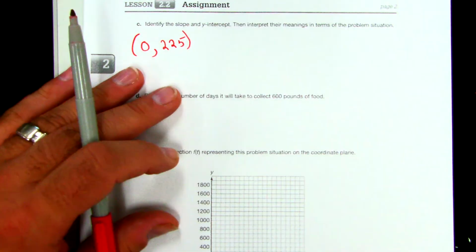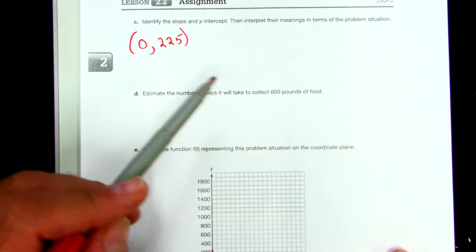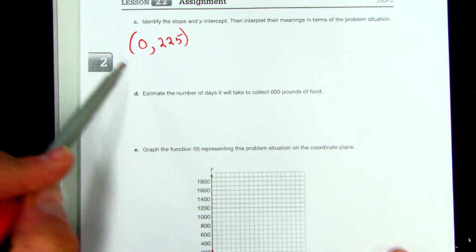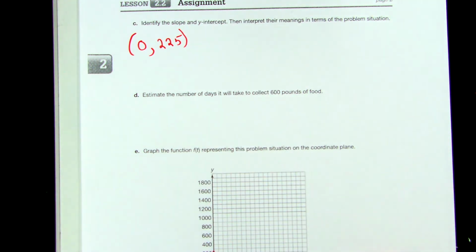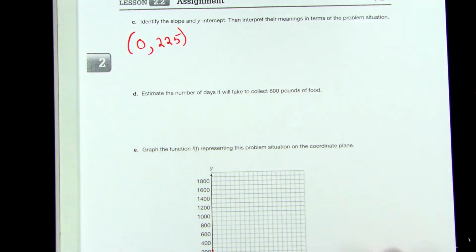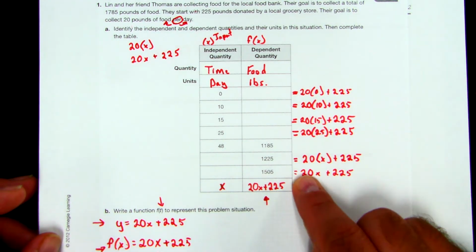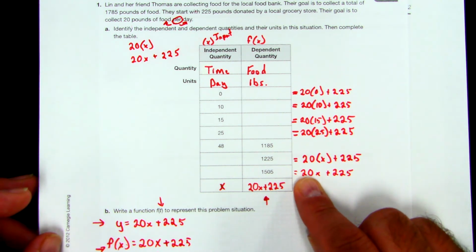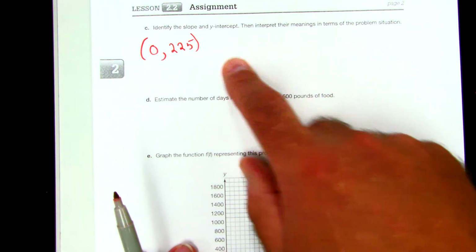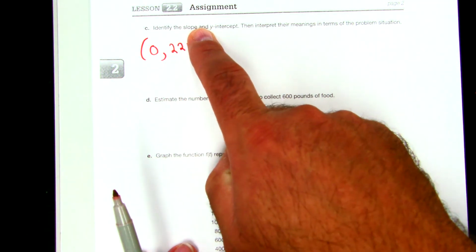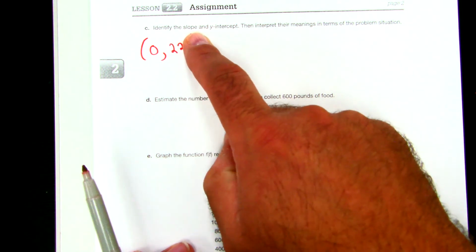Alright, last but not least, interpret their meanings in terms of the problem. Well, this y-intercept tells me that I started with 225 pounds of dog food. Okay? And the slope is the number that's where? Hopefully you understand I'm collecting 20 pounds of dog food per day. How much I'm doing per is my slope. It's also my rate of change.